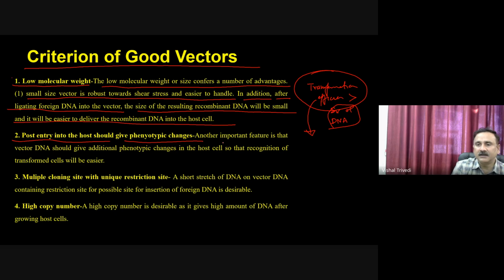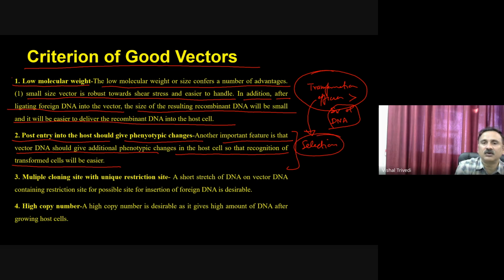Another important feature is that the vector DNA should give additional phenotypic changes in the host cells so that the recognition of the transformed cell is easier. So selection should be easy when you're talking about the vector. When you are designing a vector, first it should be of low molecular weight. The second is that once it enters the host, it should give you a phenotypic change so that you can say visually that this is a transformed cell and this is an untransformed cell.